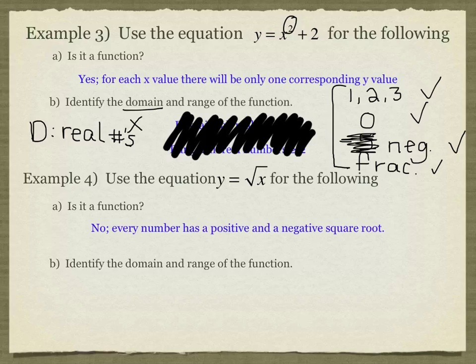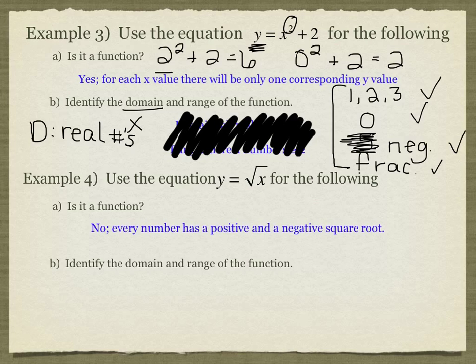Now let's talk about range. The range is what kind of answers you get out for y when you put numbers in for x. And this is where it gets a little bit interesting. Let's do 2. If I do 2 squared plus 2, well, 2 squared is 4, plus 2 is 6. When I do 0 squared plus 2, that is 2. So now we need to pick something smaller than 0, because I went from 2 down to 0. Let's go with maybe -1.